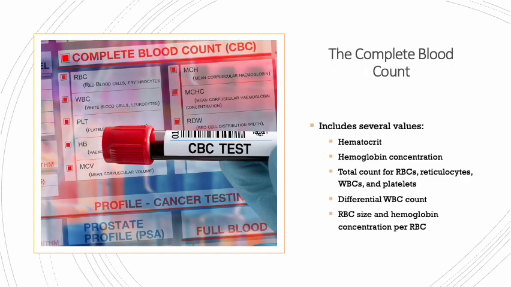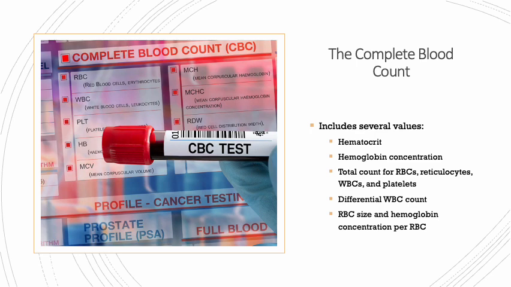When you get labs to check your blood count, this is what it is. It's a complete blood count. And what it tells us is the hematocrit, your hemoglobin, the total count for your red, your white blood cells, and your platelets.